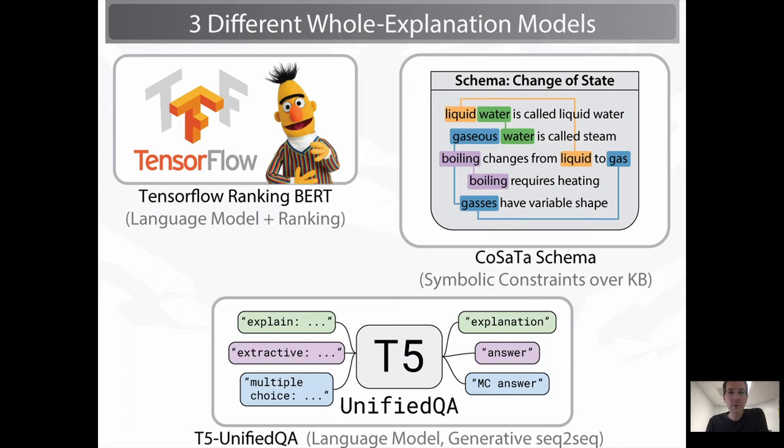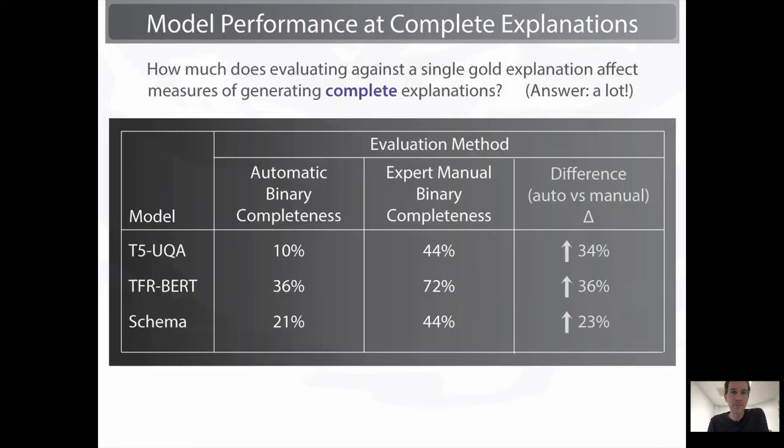The last model is sort of a symbolic model that uses a constraint satisfaction solver I built to generate solutions to these multi-slot inference patterns or schemata that satisfy particular criteria over a knowledge base. And these schemas have been automatically and manually generated from a database of explanations. So we have 3 intentionally very different models with 3 very different learning frameworks in them.